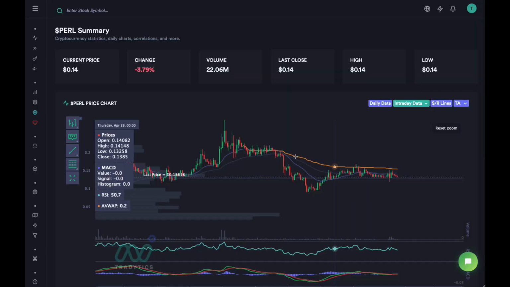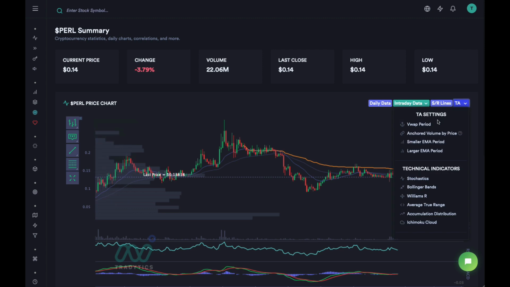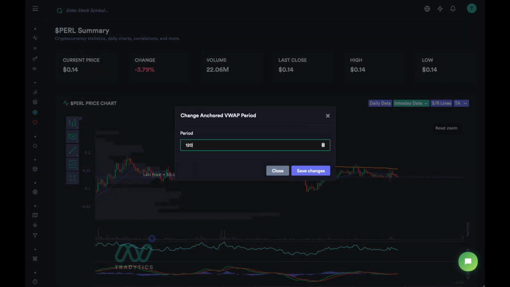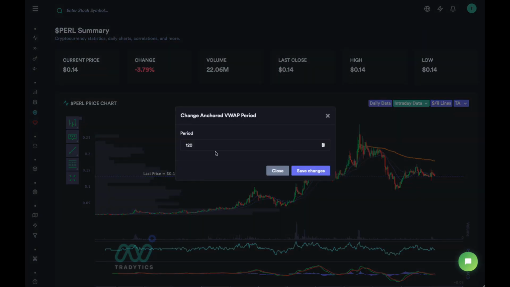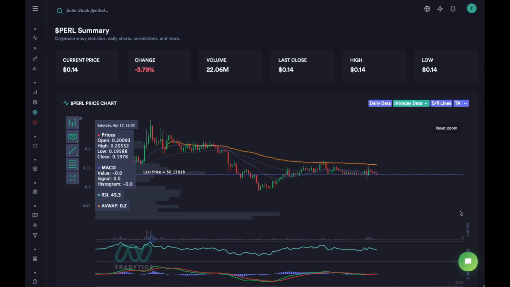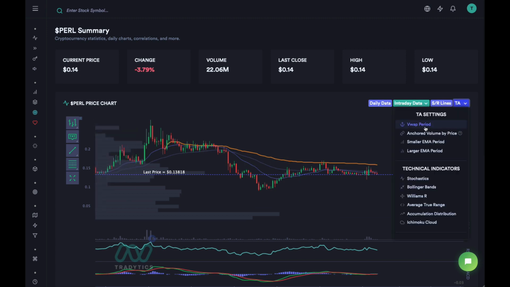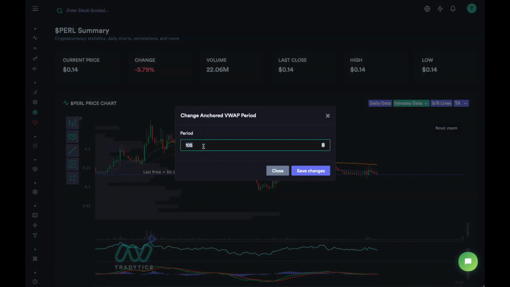Yep. And you can see that this orange line, I told you that it's acting as a support, dynamic support, but when it's drawn from the top, from the last top, let's actually anchor the VWAP from 120. Okay, no, not here. Give me a second. This seems okay. No, I actually just need to do one more.